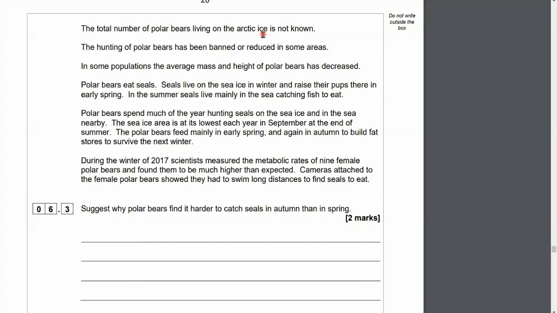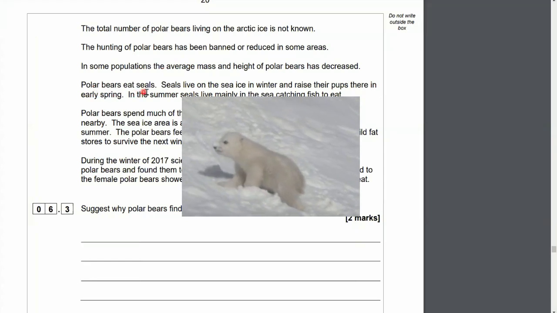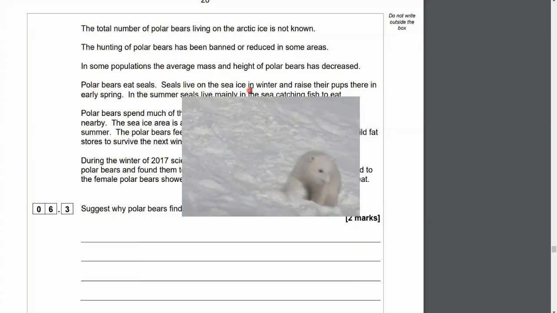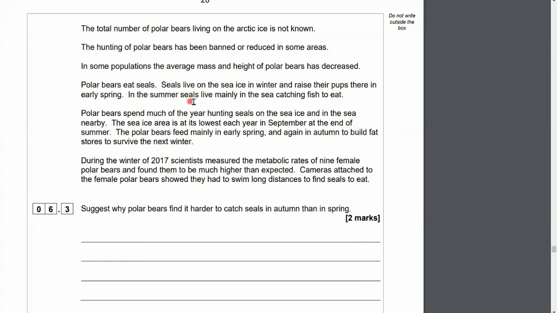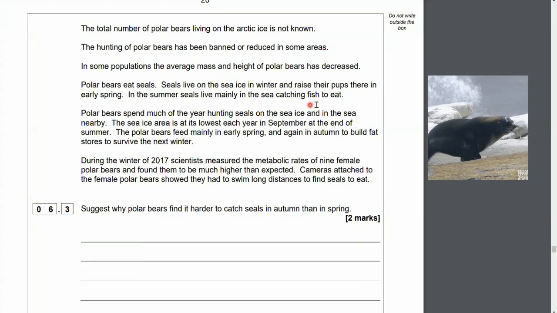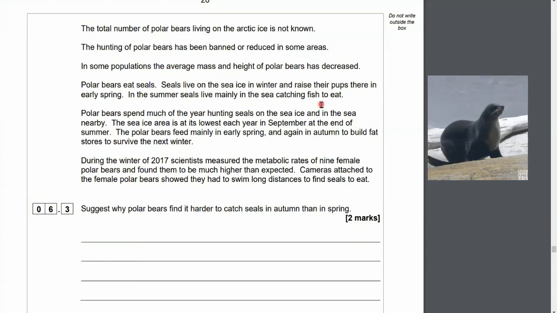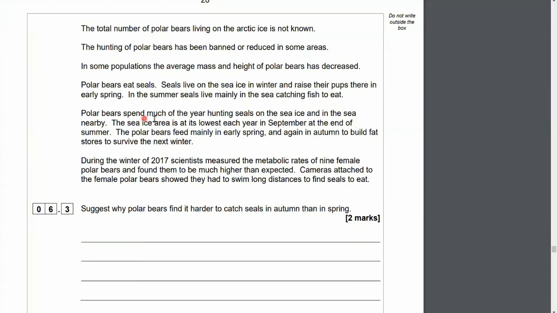The total number of polar bears living on the Arctic ice is not known. The hunting of polar bears has been banned or reduced in some areas. In some populations, the average mass and height of polar bears has decreased. Polar bears eat seals. Seals live on the sea ice in the winter and raise their pups there in early spring. In the summer, seals live mainly in the sea catching fish to eat. Polar bears spend much of the year hunting seals on the sea ice and in the sea nearby, so they go on the ice and in the sea.